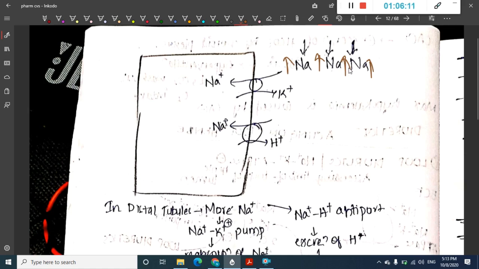Because of increased sodium, this can absorb some amount of sodium. Okay, it will absorb some percentage, but the remaining percentage of sodium is lost in the urine. During this time potassium is also lost, because it is used to its full extent. So potassium is lost in the urine and H plus is also lost in the urine. This thing you should remember.